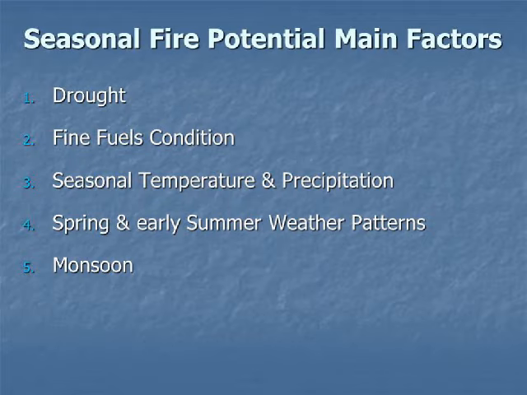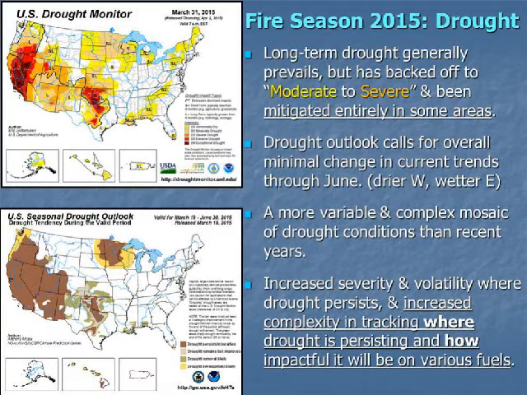So we'll start with the first factor here. Let's see if my little thing works. Oh, it does. Perfect. All right, so basically we're looking at drought as factor number one. And what we have there in the upper left is the current, or not quite current, but at least relevant drought monitor, and then below that is the seasonal drought outlook.